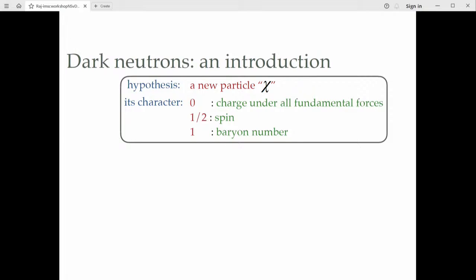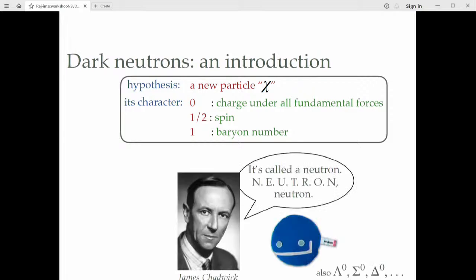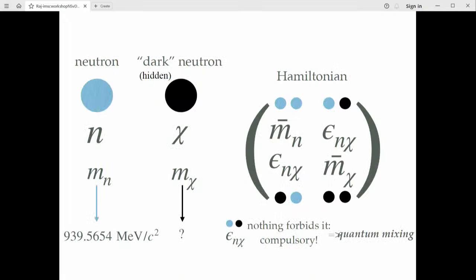Okay, so if I characterize a particle just this way, the disgruntled ghost of James Chadwick is going to come up and say what I described is just a neutron, right? So what are you talking about? Of course, depending on the flavor structure, this could also be a lambda baryon or sigma baryon or delta baryon and so on. And James Chadwick wouldn't be wrong. What I described is a neutron, but this is an exotic neutron.